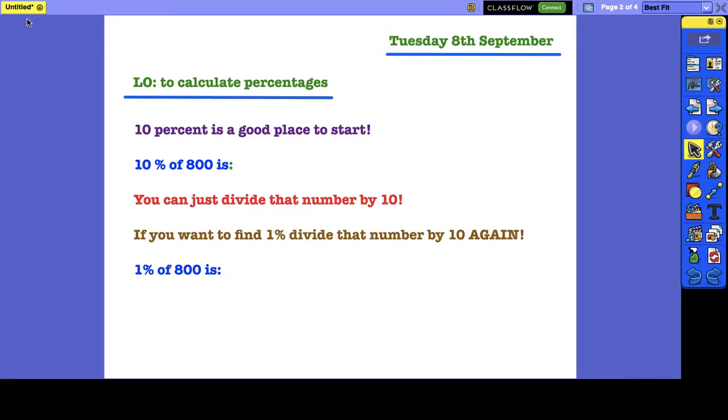Okay, everyone, Tuesday, 8th of September, and we are now on to our second maths lesson of the week. And the LO, our learning objective, is to calculate percentages.